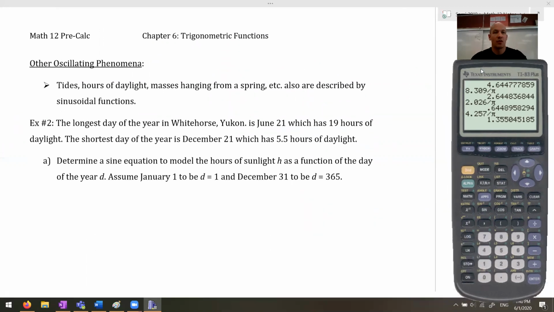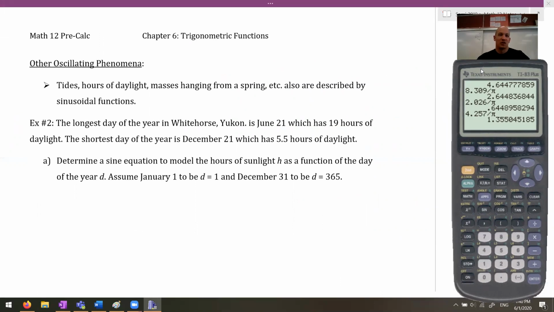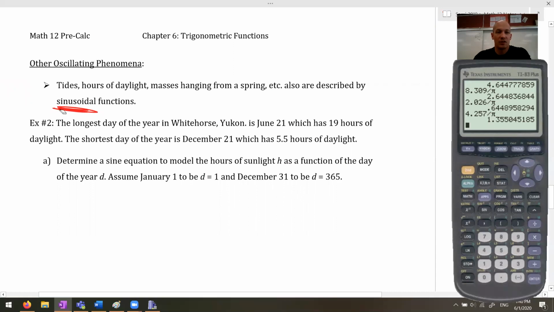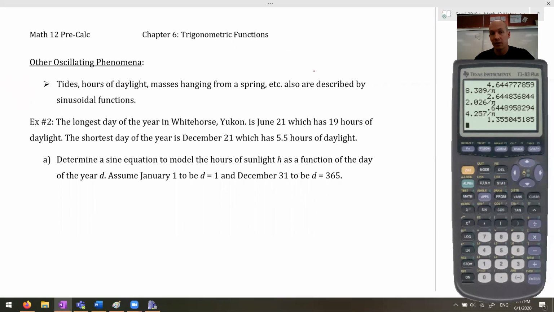All right, so other oscillating phenomena. Now, I know we kept talking about Ferris wheels. It's not all about Ferris wheels. Things like tides, even the hours of daylight. You can have a mass hanging from a spring, and it just goes up and down. They're actually all described by sinusoidal functions, and a lot of physics really uses this. It describes waves. It describes everything. Well, not everything, but almost everything. In fact, if you're into quantum mechanics, it almost does explain everything.